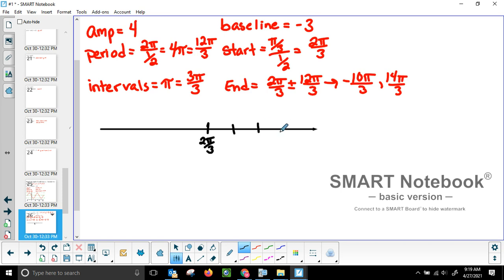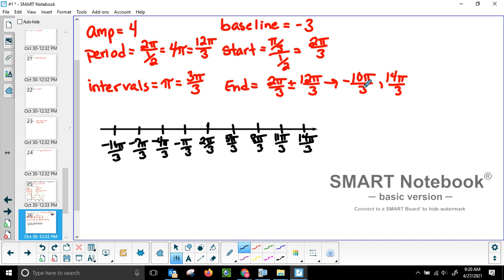And then I will go 1, 2, 3, 4. And 1, 2, 3, 4. All right, our intervals are pi, so 3 pi over 3. So this will be 5 pi over 3, 8 pi over 3, 11 pi over 3, and 14 pi over 3. Again, I can check if I did that correctly by checking it against this end. Going to the left, I'm going to be subtracting pi, or 3 pi over 3. So this would be negative pi over 3, negative 4 pi over 3, negative 7 pi over 3, and negative 10 pi over 3. Again, you can check that against this end right here.